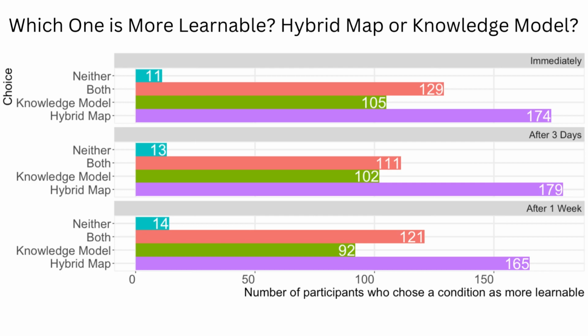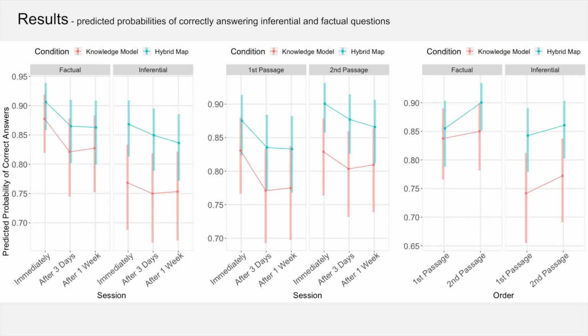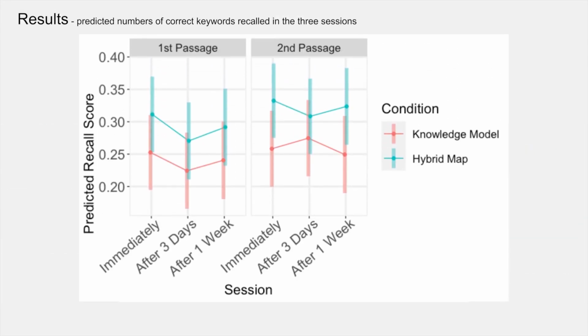We conducted mixed effects regression models to predict probabilities of correctly answering inferential and factual questions. Pairwise comparisons of the results revealed that in all 3 sessions, participants who read the hybrid map correctly answered inferential and factual questions significantly more than those who read the knowledge models. Also, in all 3 sessions, participants recalled significantly more after reading the hybrid map than a knowledge model.